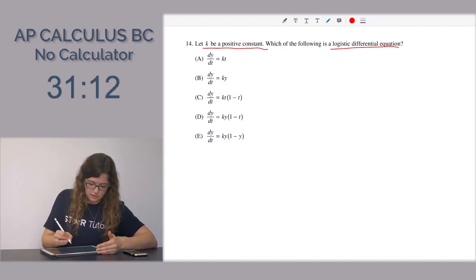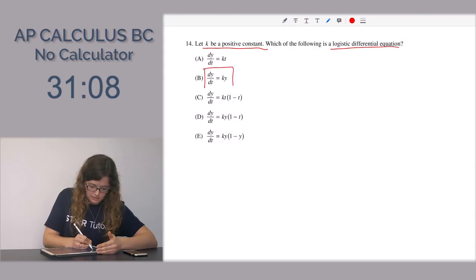So the logistic one is the one that looks like, the logarithmic one is the one that looks like B, I believe. I think this one's the logarithmic.